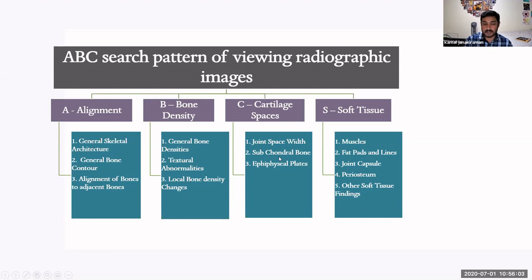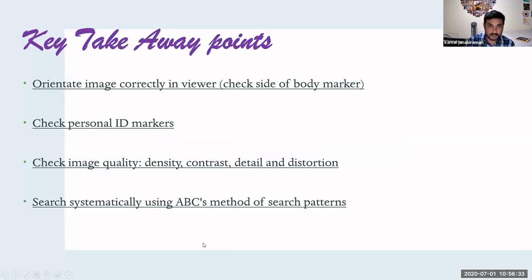Then you're looking for the cartilage spaces. You're looking for the joint spaces. You're looking for the subchondral bones. You're looking for the epiphyseal plates. Okay? The last thing is the soft tissue. In soft tissue, you're looking for the muscles, fat pads and lines, joint capsule, periosteum, and other soft tissue findings. So when you're finished scanning one by one, you can find where the abnormality is present. Okay? This is how you're going to view the radiographic images.